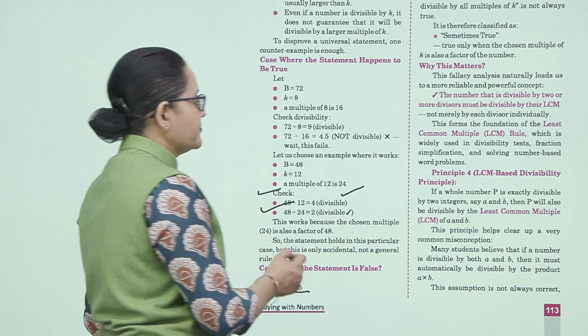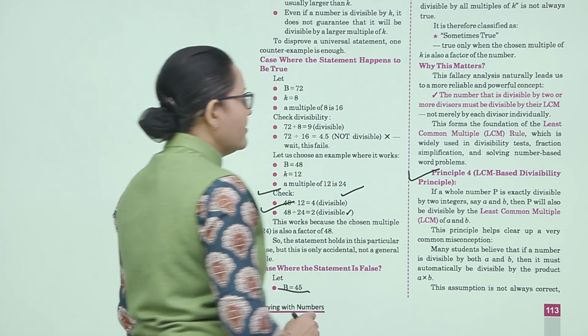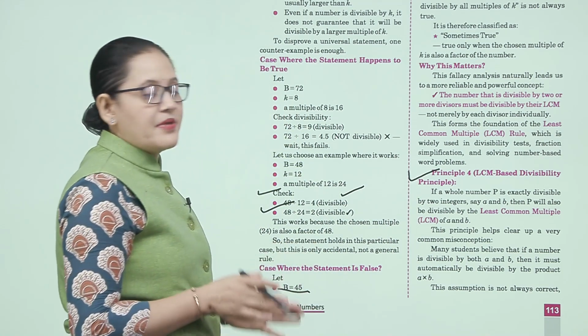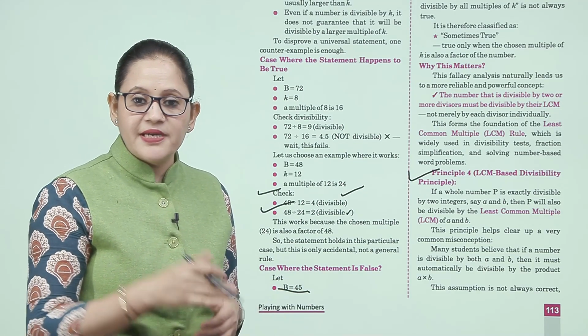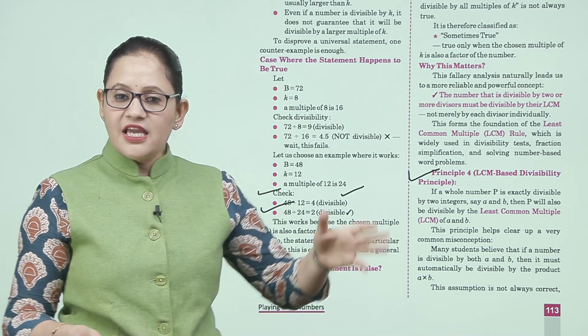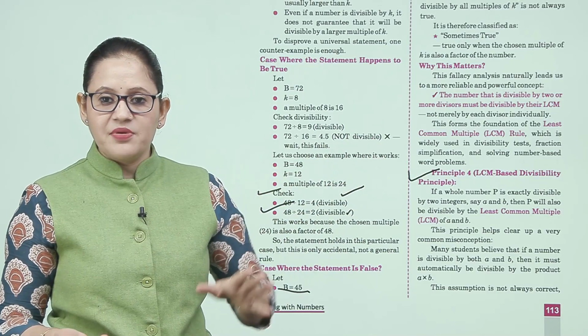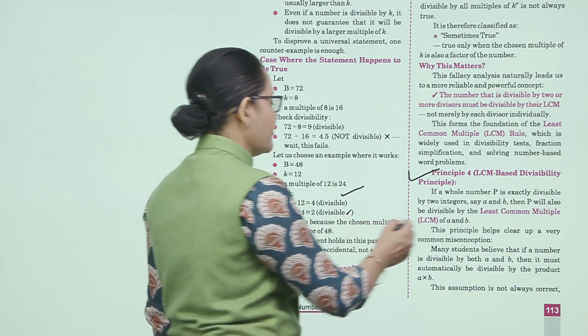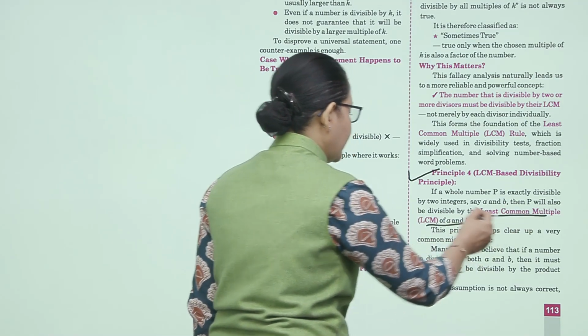Now, principle 4, the LCM-based divisibility principle. If a whole number p is exactly divisible by two integers, say a and b, then p is also divisible by the LCM of a and b.